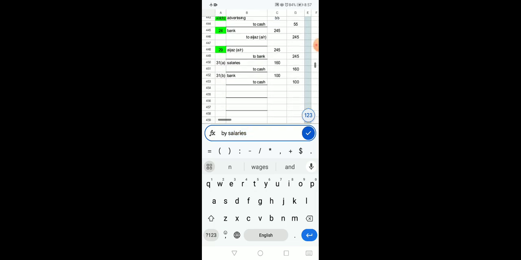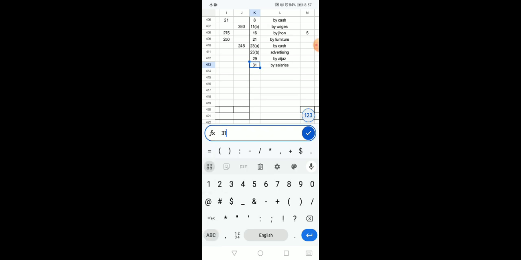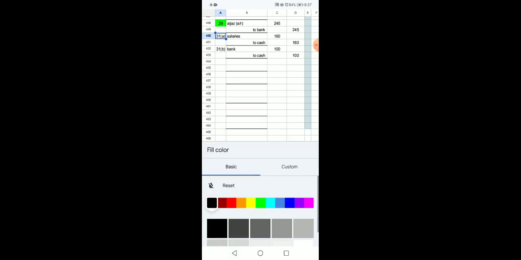Now see its date, 31A. Put 31A over here in the date column. 31A was having only one element to be posted. We have posted it, it means 31A is completed. Mark it as done.